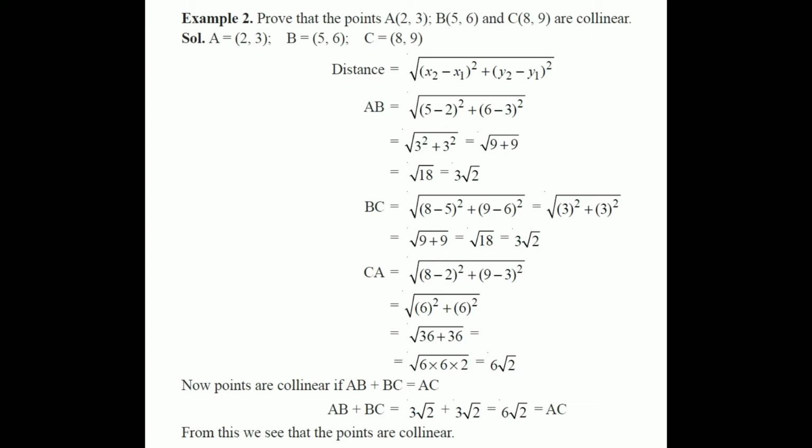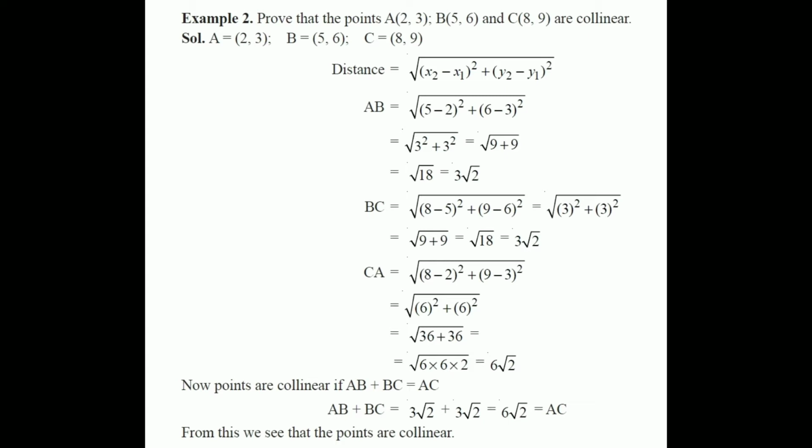Here the second question says: prove that the points A(2, 3), B(5, 6) and C(8, 9) are collinear. The three points lie on the same line. This we have to prove.